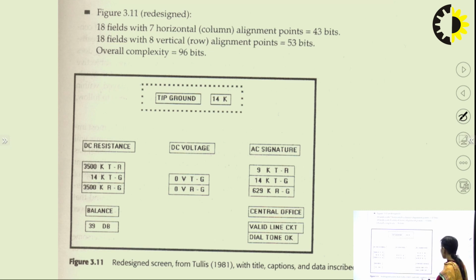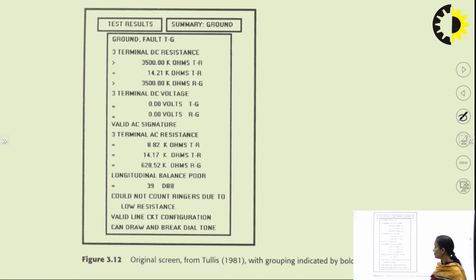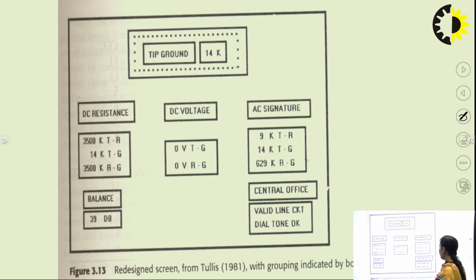Here the captions, titles and data are inscribed by different rectangles, and we have placed them in different groups to have a clear visibility of all the matter that is placed on the screen. Then this is the original screen with grouping indicated by bold. One way is to present our information, and then again it is redesigned when all the components are grouped and placed in bold boxes.